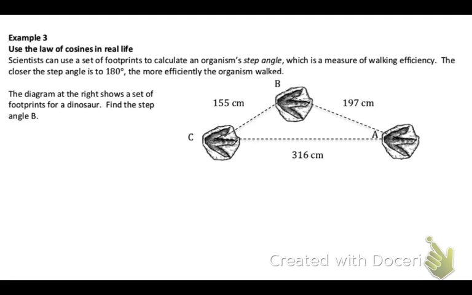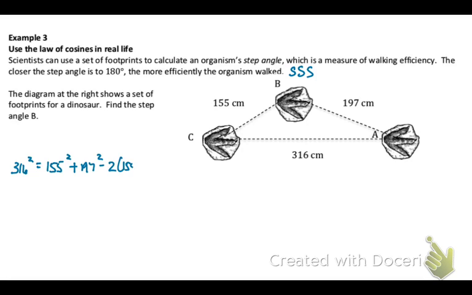So here's a real life example. Scientists can use a set of footprints to calculate an organism's step angle, which is a measure of walking efficiency. The closer the step angle is to 180 degrees, the more efficiently the organism walked. So the diagram at the right shows a set of footprints for a dinosaur. Find the step angle B. So this is a side-side-side situation of a triangle. So let's solve for angle B. So we have to start with side B.